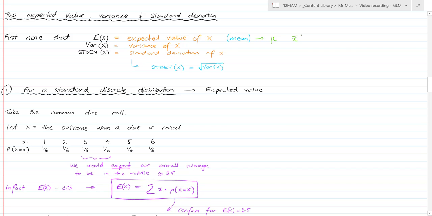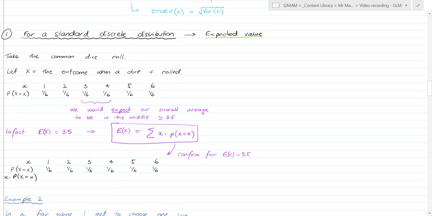The variance of x, that's how we write it, var x. And the standard deviation of x is the square root of the variance. So both of these are measures of spread, whereas the mean, mu, or the expected value of x, is a measure of where the center is. So let's talk first of all about the expected value, and this one's a bit easier.